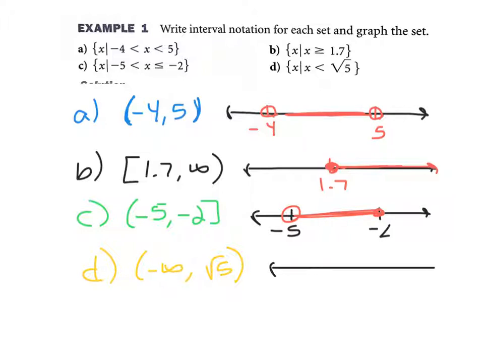Draw your number line. All you have is one number, square root of 5. It's not included, so empty circle, and I'm shading to the -infinity, shading that way.